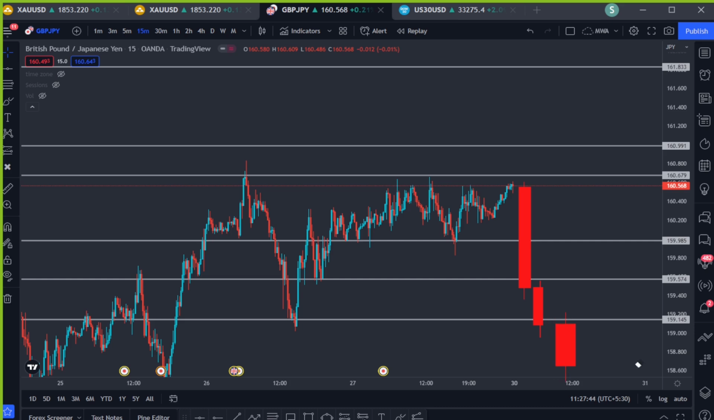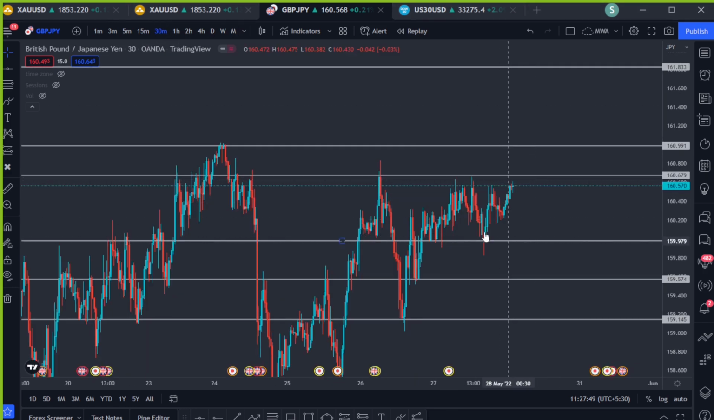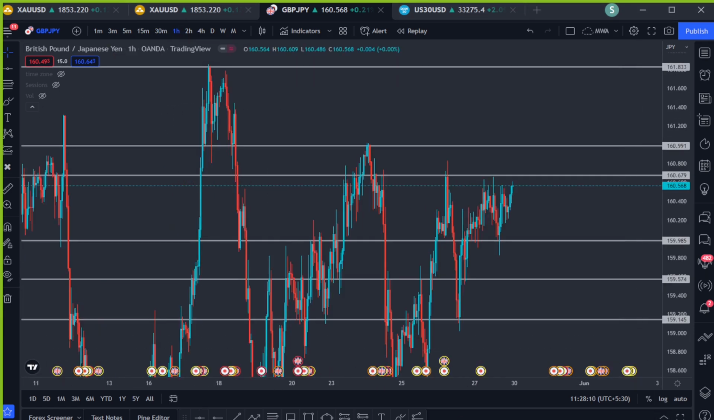I gave an example on the 15-minute chart, but we are going to look for the same thing on the 30-minute chart as well. This is a support here, this is a support here. So if we get a break and close below this here, we are expecting the price to move to the next area. This is what we are expecting on the 30-minute, and on the 1-hour chart it's going to be the same situation. We get a break and close below that area, so we are moving to the next area. This is something we are going to expect right here on the different time frames.